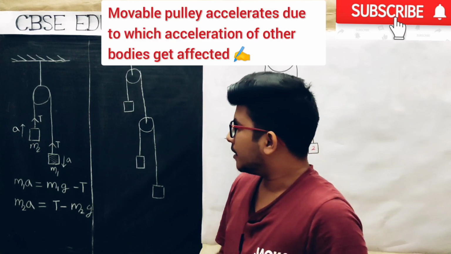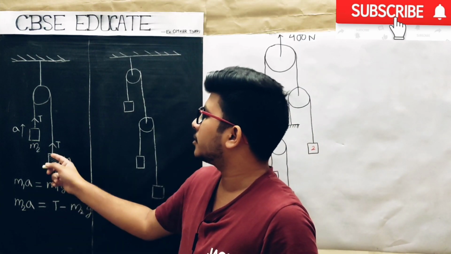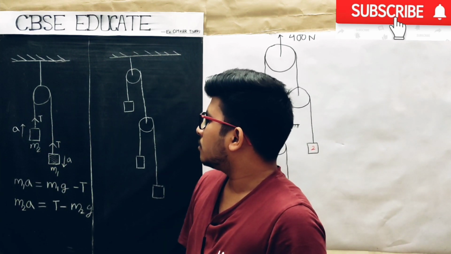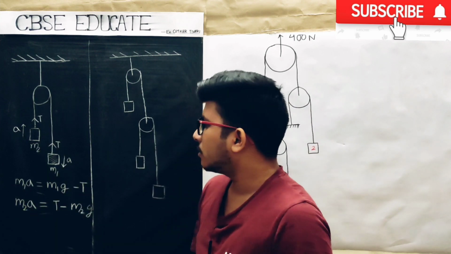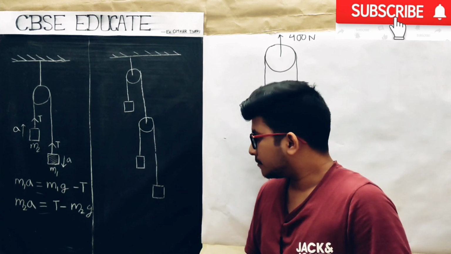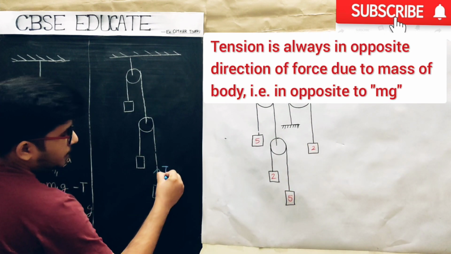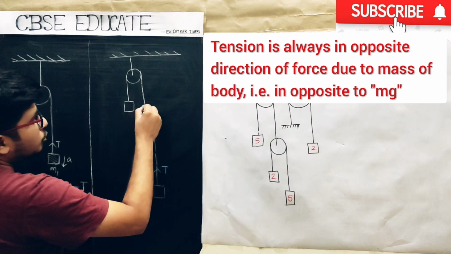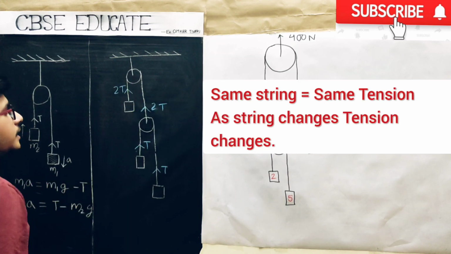Revising this, you can consider that there are two masses M1 and M2, and the tension in the string will be T, and here will also be T in the upward direction. Drawing the FBD of this mass and this mass, you will get this equation. This is the basic, and you all know this. Now come to this part. Here, the tension in this string will be T, and the tension in this string will be T. So T and T becomes 2T here, and then this also will have tension 2T.